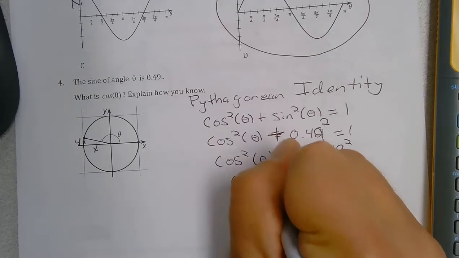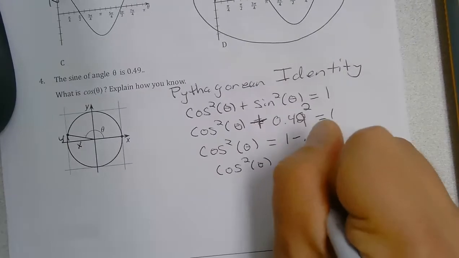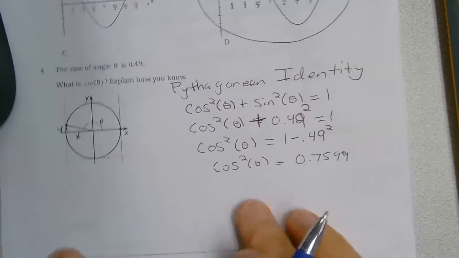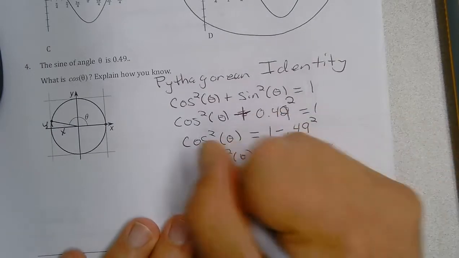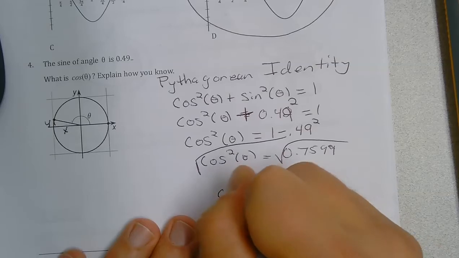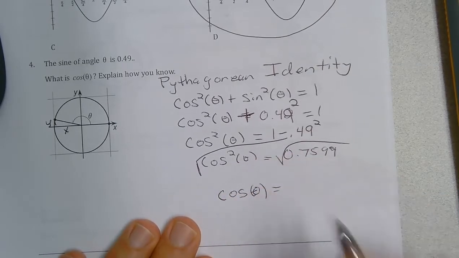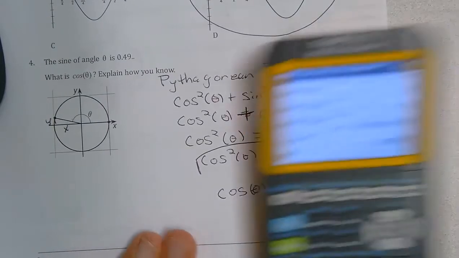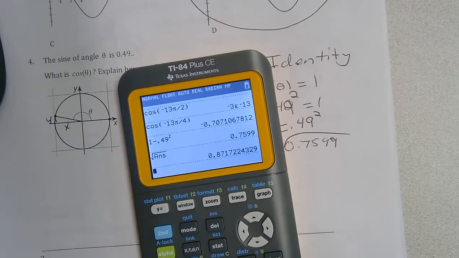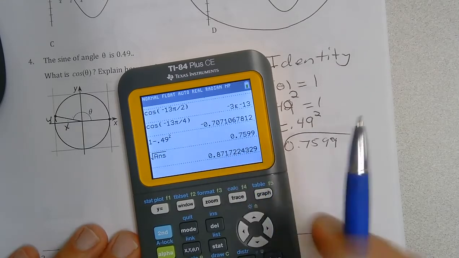So the cosine squared of theta is equal to 0.7599. And then what I would do is take the square root of both sides. So this here means that the cosine of theta could equal, and it would be plus or minus. So if I take the square root of this, it could be positive or negative 0.8717.